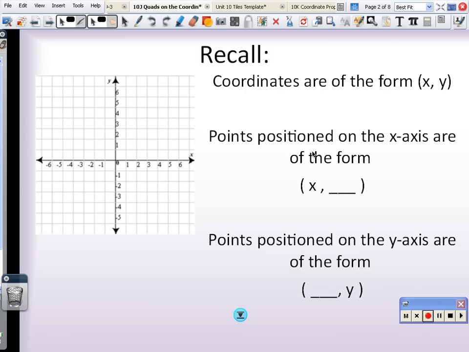Recall that coordinates are of the form x, y, so that's x and then y. So they come alphabetically. Points positioned on the x-axis are in the form x, so whatever number they're at, and then the number 0, because they're on the x-axis, so there is no vertical change in those points. And it's the same exact thing for the points that are positioned on the y-axis, except they are 0 first, so they don't go left or right at all, just up or down whatever the y is. And again here they go left or right whatever the x is, and then they don't go up or down at all because they're on the axis.